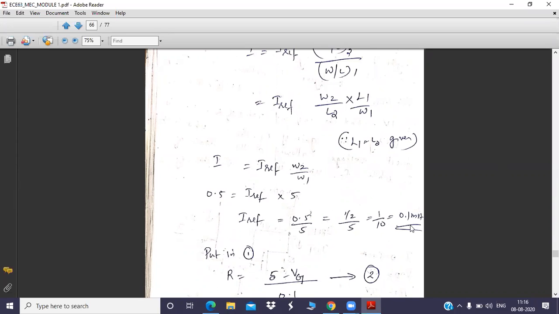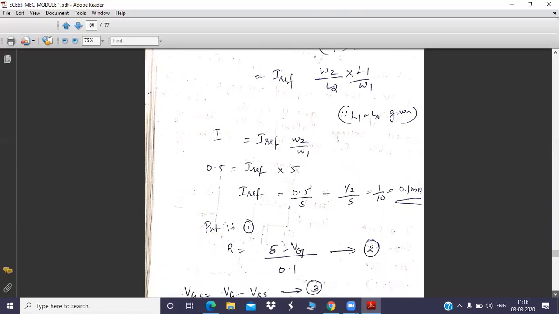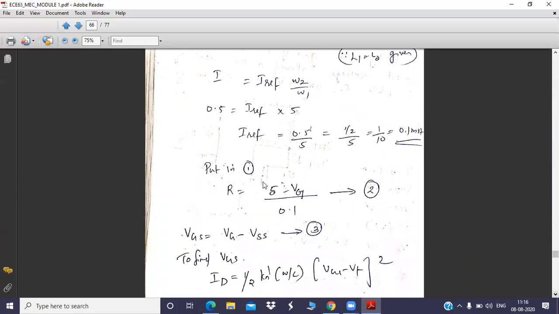0.1 milliampere. Why is it in milliampere? Because the question gives I in milliamps, so whatever you get for I reference will be in milliamps only. So as of now, you have I reference and I with you. Now you can find R.